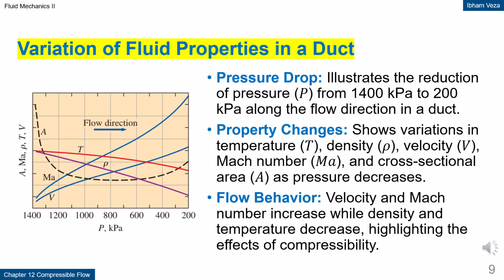Variation of fluid properties in a duct. In compressible flow, a pressure drop is always accompanied by changes in other properties. Velocity and Mach number increase as pressure decreases. In contrast, density and temperature tend to decrease. The cross-sectional area also plays a role in controlling flow behavior. This graph shows the strong coupling among flow properties.